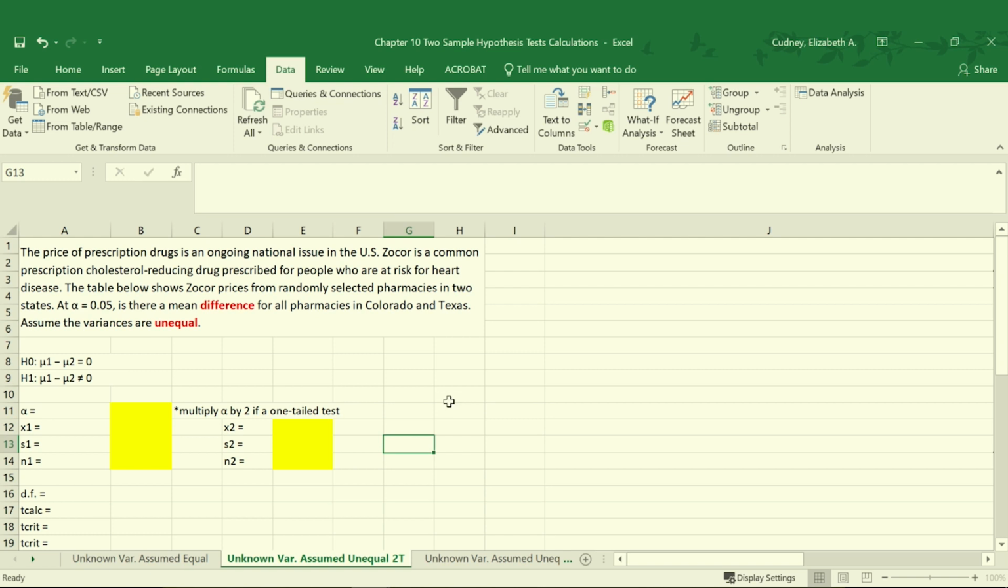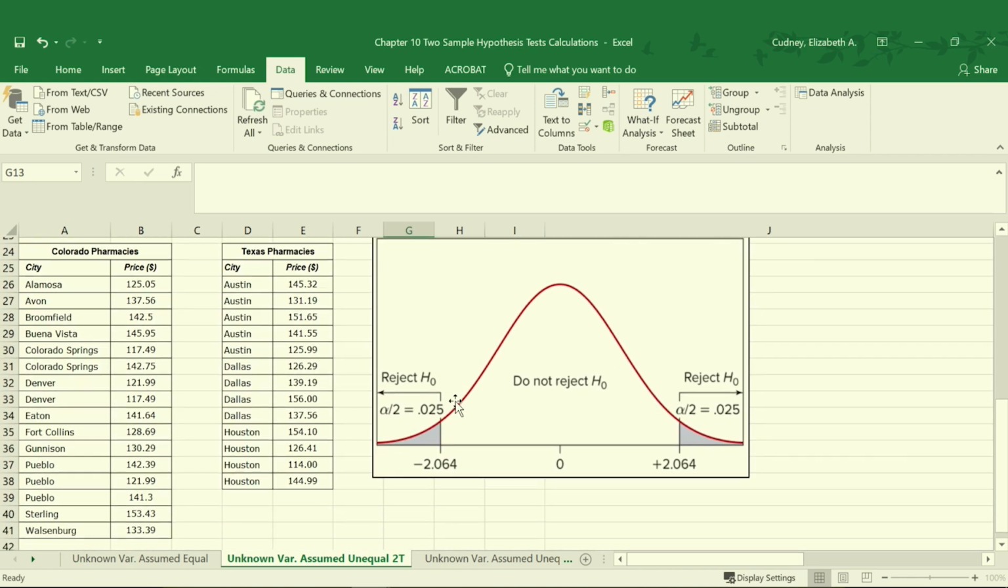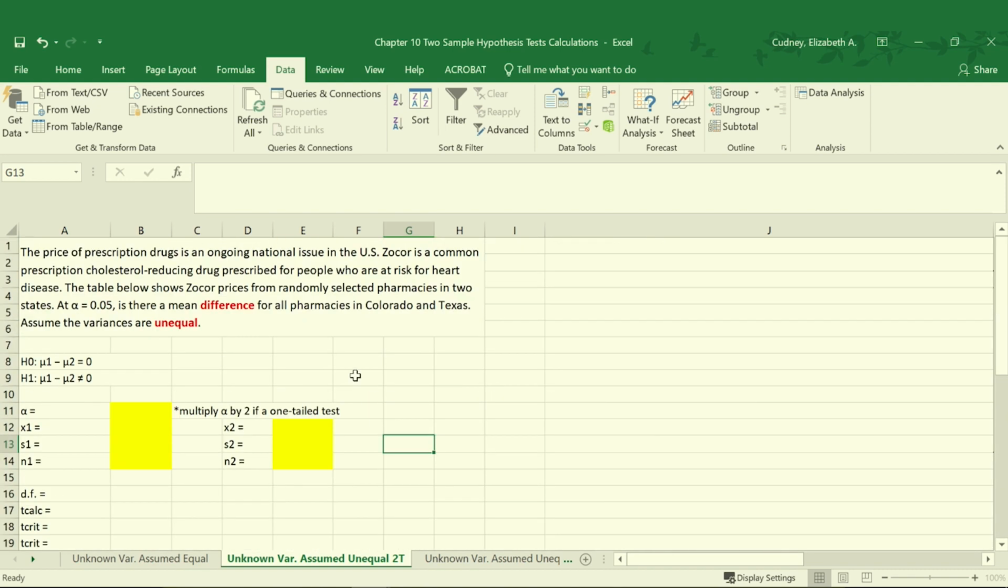So we have a table with data on Zocor prices from randomly selected pharmacies in 2 different states. And so that information's down at the bottom of your screen. We're going to determine if there is a difference in the means for all pharmacies in Colorado and Texas using an alpha value of 0.05. And we're going to assume the variances are unequal.